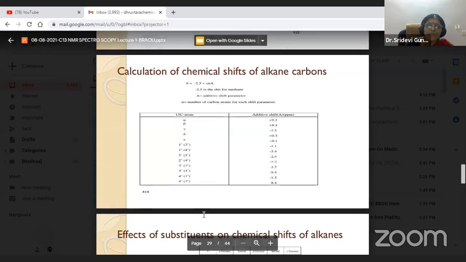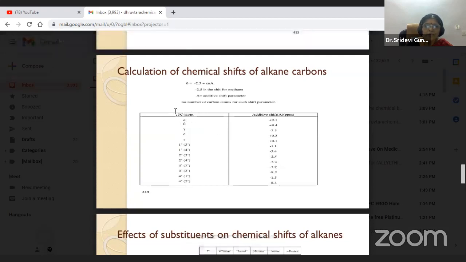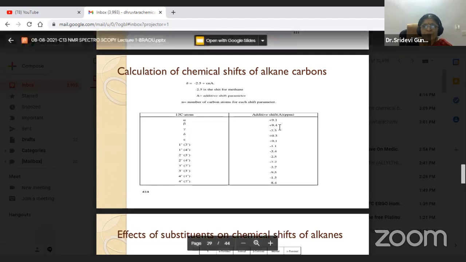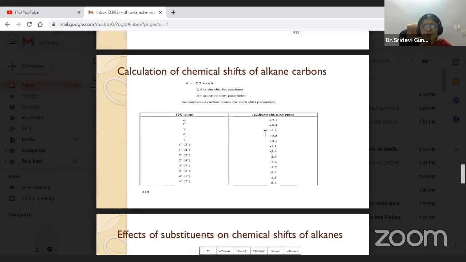Now, here is this table. Actually, you should remember this table. It's a small table and not very difficult to remember. See, a carbon 13 atom under consideration: when you have one alpha carbon, additive shift parameter is 9.1. If you have 2 alpha carbons, it will be 2 times 9.1. Beta carbon 9.4, gamma carbon minus 2.5, delta carbon plus 0.8, epsilon carbon 0.1.